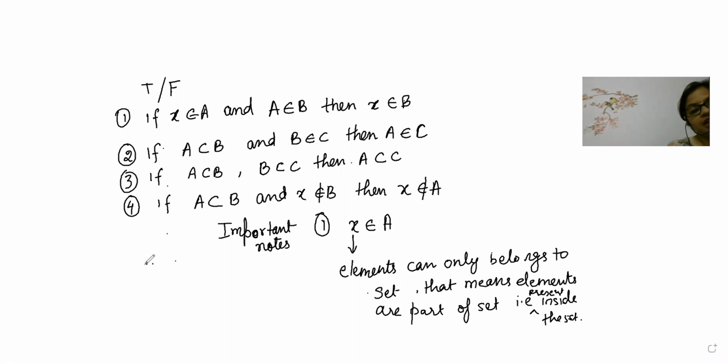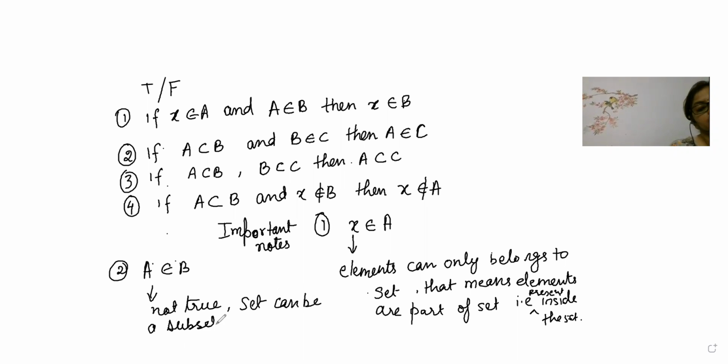But if somebody tells me a set belongs to a set, it is not true. A set can be a subset of a set. Okay, beta, a set can be a subset of a set. What can a set be? A set can be a subset of a set, but a set can never belong to a set.